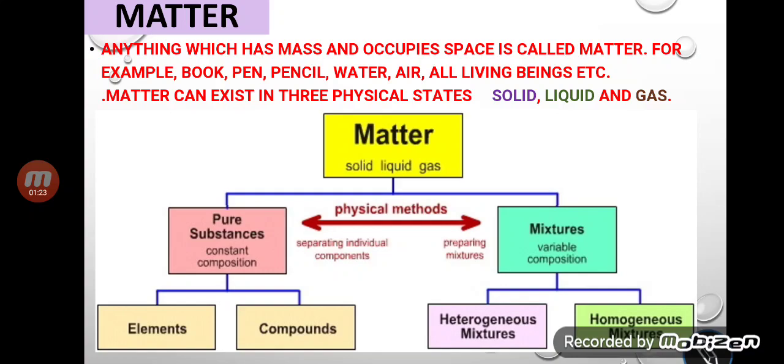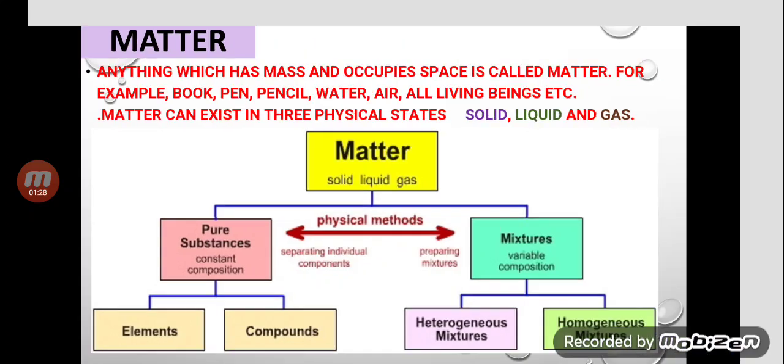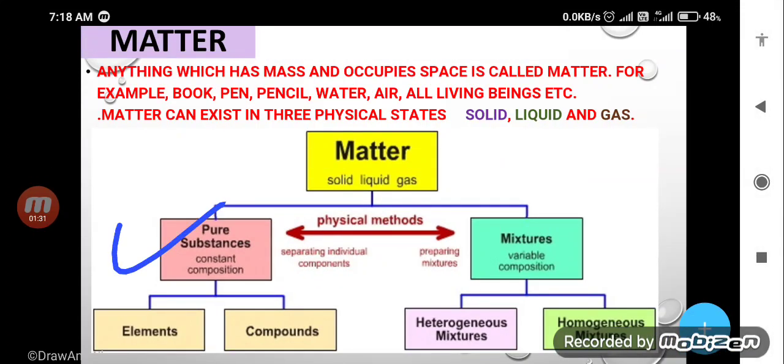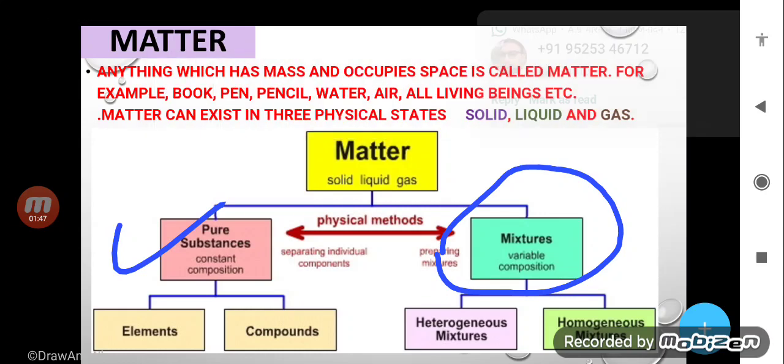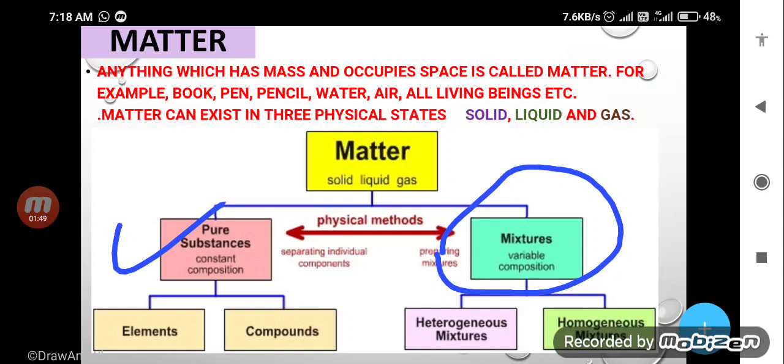And matter is further divided into two parts: pure substances and mixtures. About the mixture we will discuss in the next class, but today we'll talk about pure substances. And pure substances are further classified into elements and compounds. And mixtures are further classified into homogeneous and heterogeneous. So we will talk about mixtures in the next class, but today we will talk about elements.